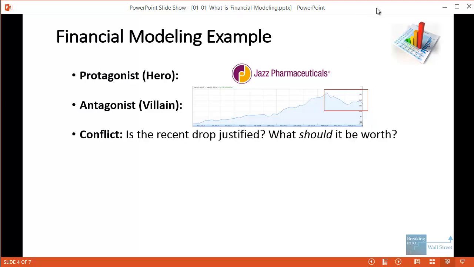Here is the conflict here. Is this recent drop justified? If so, maybe we should stay away from the company for now, because maybe it's worth exactly what it should be worth. On the other hand, if the recent drop is not justified, then maybe it's worth more than that $130 per share price. Maybe it should actually be worth a number that is much greater than that, or maybe a number that's a little bit greater than that. And so that's the conflict that we are trying to resolve with this type of case study.